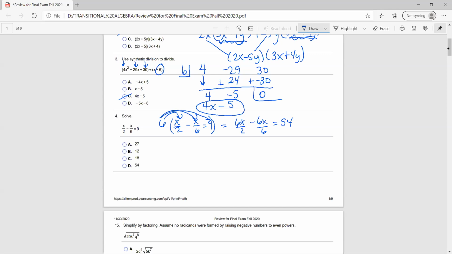Now, 2 will go into 6 3 times, so that ends up being just 3x. 6 will go into 6 1 time, so this is just an x equals 54. 3x take away an x is 2x. Divide by 2, so x ends up being 27, which is A.